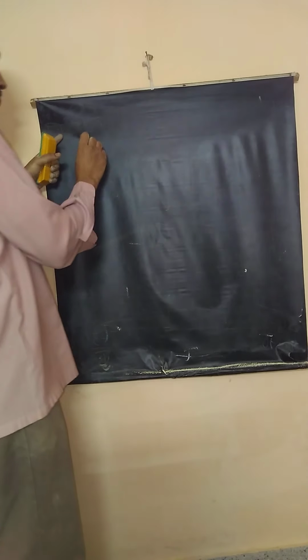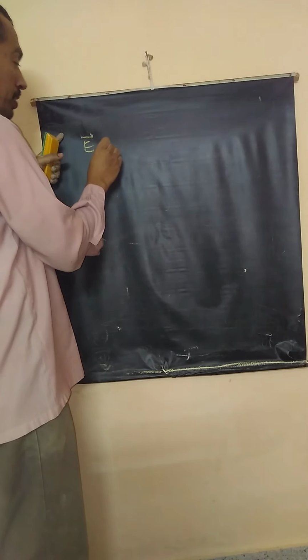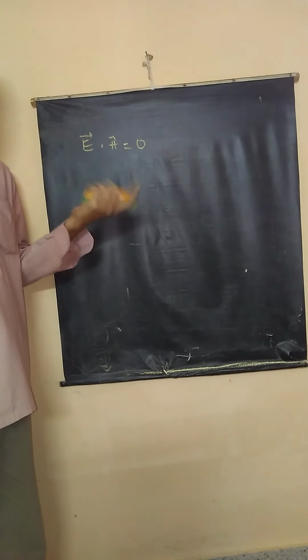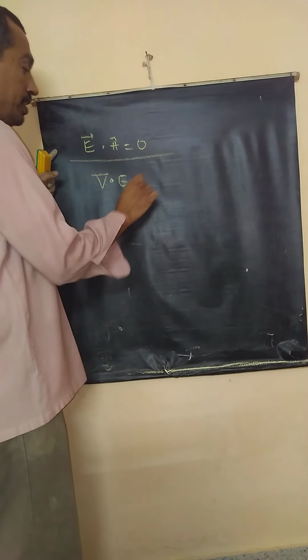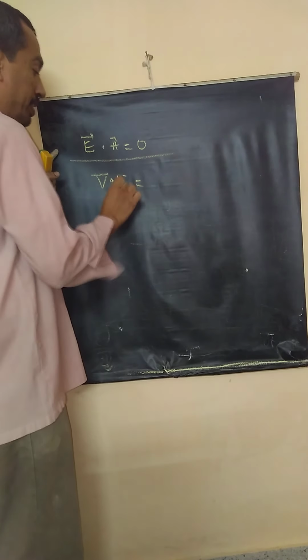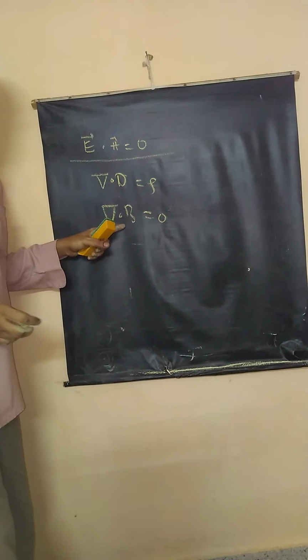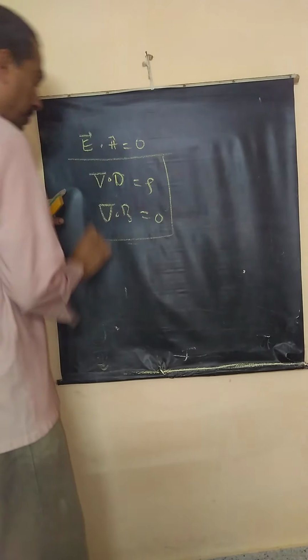So you must remember, if two vectors E and H are given, their dot product is always 0. Electric and magnetic fields are transverse in nature, correct? Divergence of electric field is del dot D is rho. Divergence of magnetic field is 0. Magnetic fields possess curl, okay? So if you remember these expressions, you will get numericals on this.